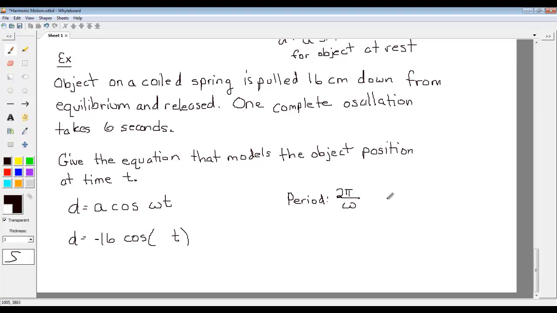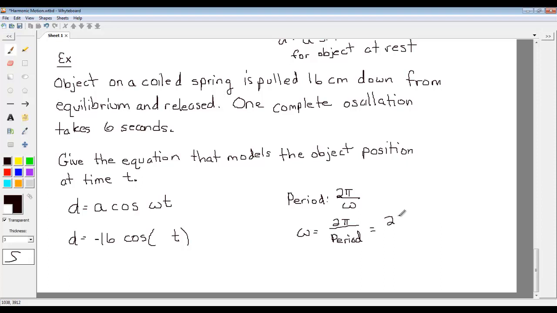So we need to figure out what omega is. We need to figure out how to do this here. So omega is 2 pi over whatever the period is. If you just do a little algebra there and solve for omega, multiply both sides by omega and divide both sides by period.